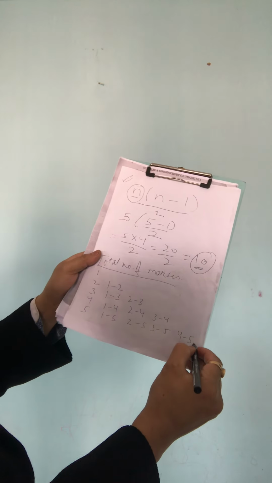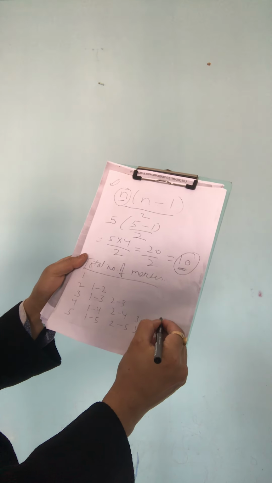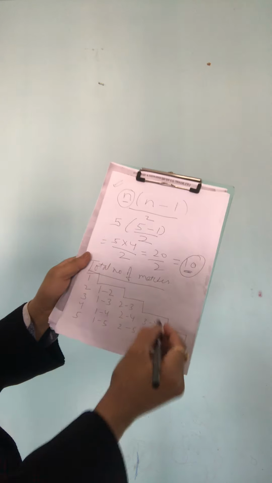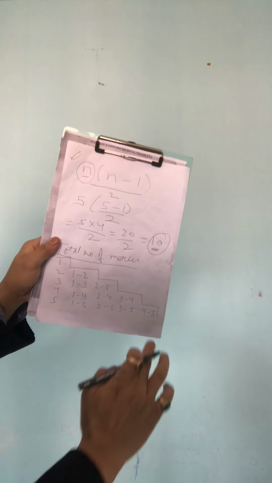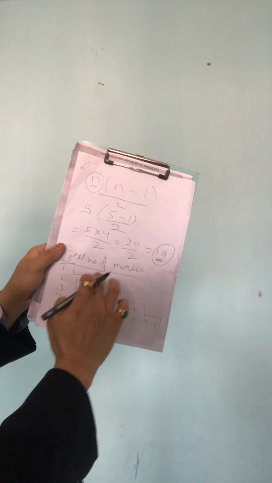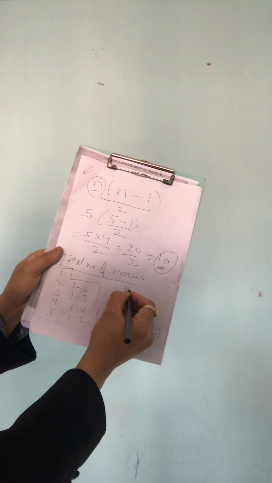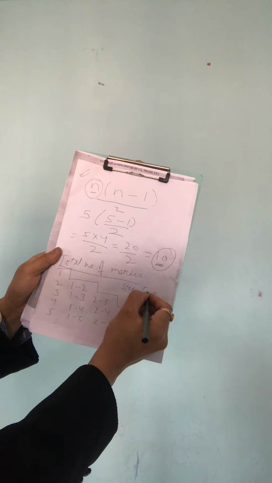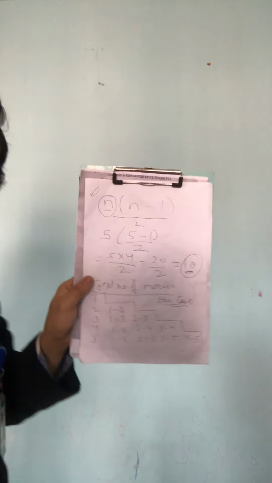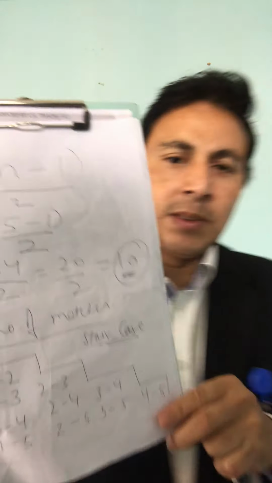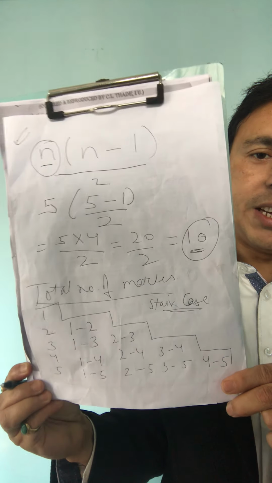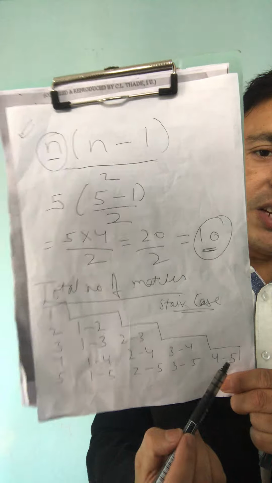And this type of tournament is also known as staircase. Can you see a stair? You can climb up. So this type of tournament is also known as staircase. S-T-A-I-R-C-A-S-E. Staircase. Just see. Okay, so there is a stair. You can see the stair over here.